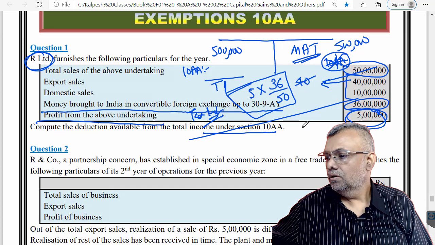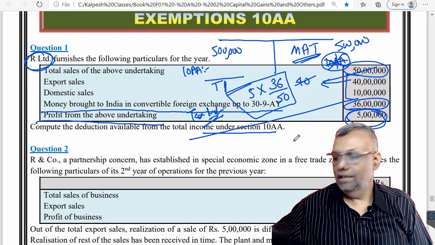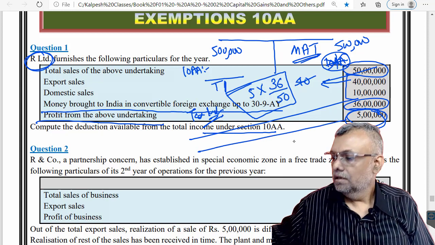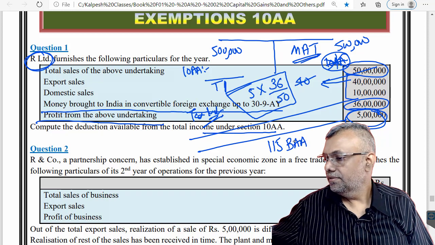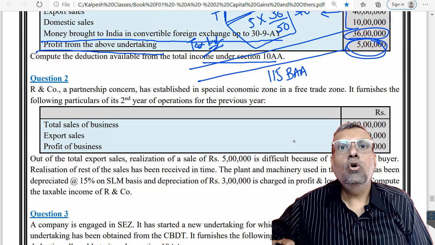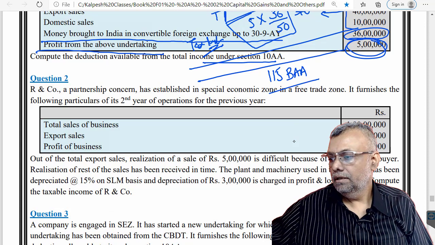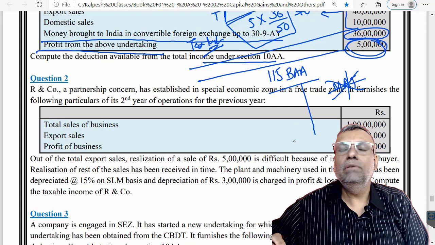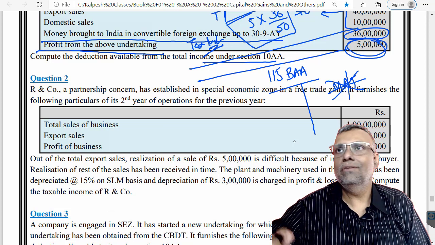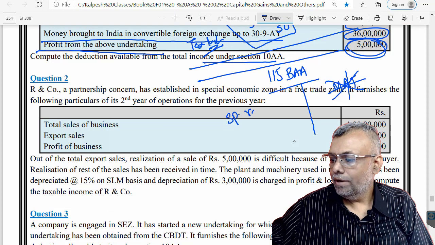Now the second part, or rather the extended version. Supposing the company is covered by 115BAA or 115BAB provisions, the corporate special rate of tax. In that case the MAT provisions will not be applicable. If you are covered by 115BAA provisions, then the MAT provisions have been exempted. However, you will have a special rate.